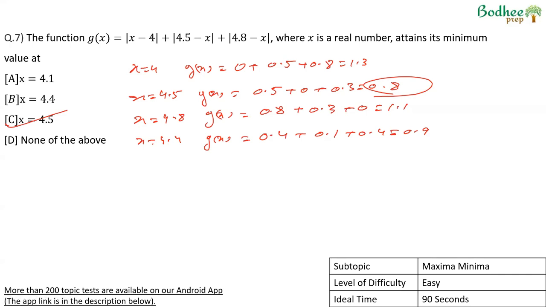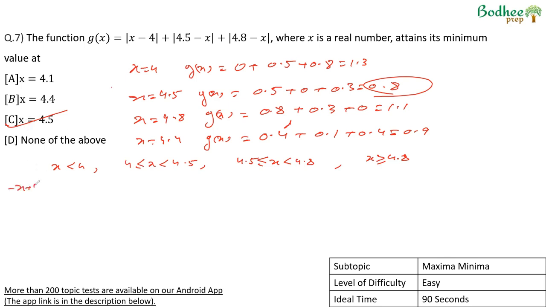If we have to solve for this question, we will make cases. There are 3 points where the sign will change. One is x less than 4, x lying between 4 and 4.5, and then 4.5 and 4.8, and then x greater than 4.8. These are the 4 regions where the signs will be different. Less than 4, this would be negative. Less than 4, this would be positive. This would be positive.